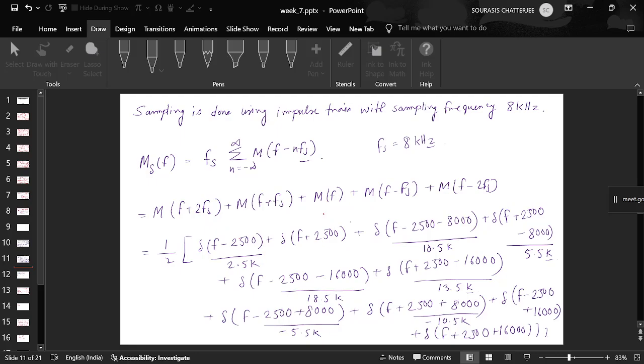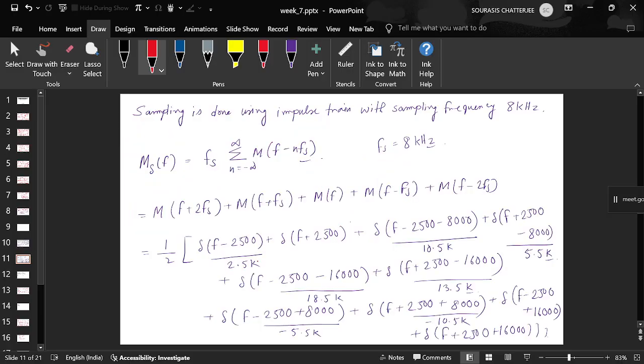So these first two correspond to M(f), where the shift is by 0 frequency, that is the baseband component, and then comes the shift by 8000, and then the shift by 2fs. Here fs is 8 kilohertz, so these two correspond to M(f minus fs), and these two correspond to M(f minus 2fs). Similarly these two here correspond to M(f plus fs), and this one and this one correspond to M(f plus 2fs).